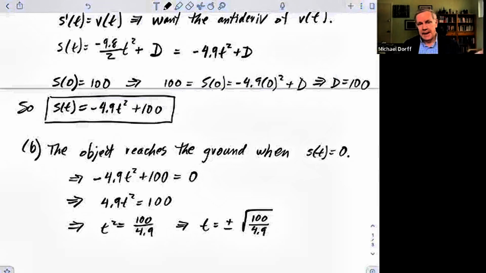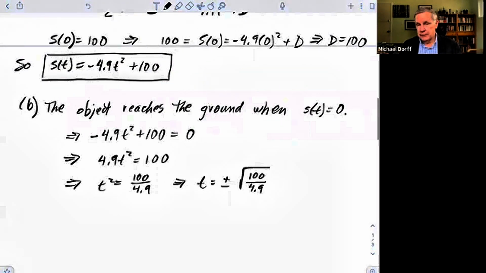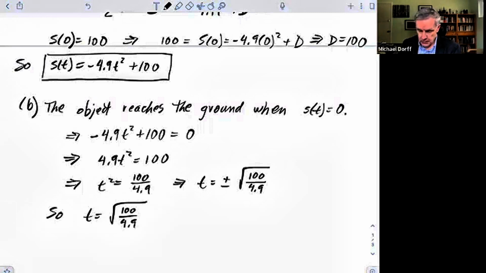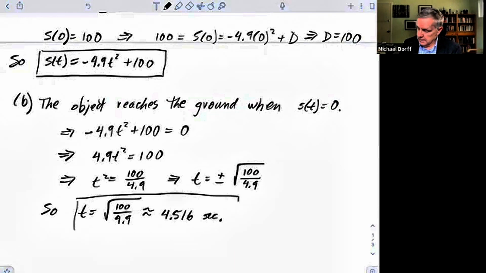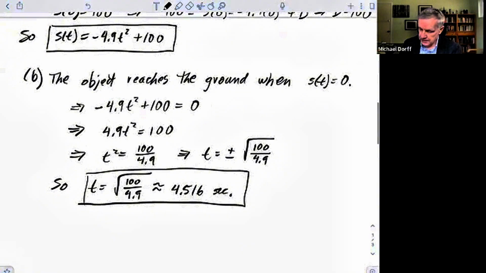All right, but t is time. We're not going back in time, although it'd be really cool if we could. We're going to just go forward in time, so we want a positive value. So t equals the positive square root of 100 over 4.9, which is approximately equal to 4.516 seconds. And that's the answer to part B.